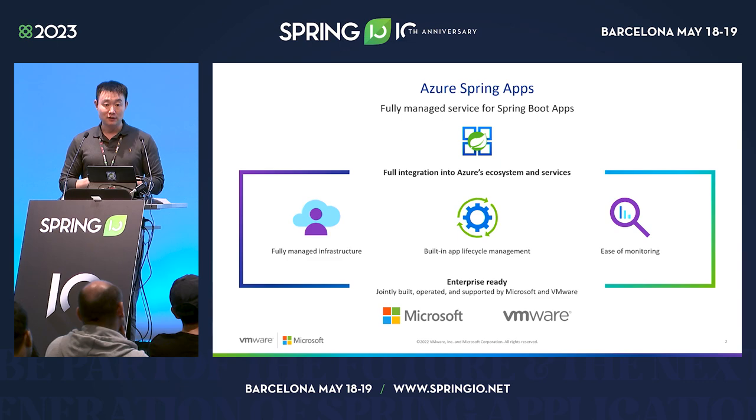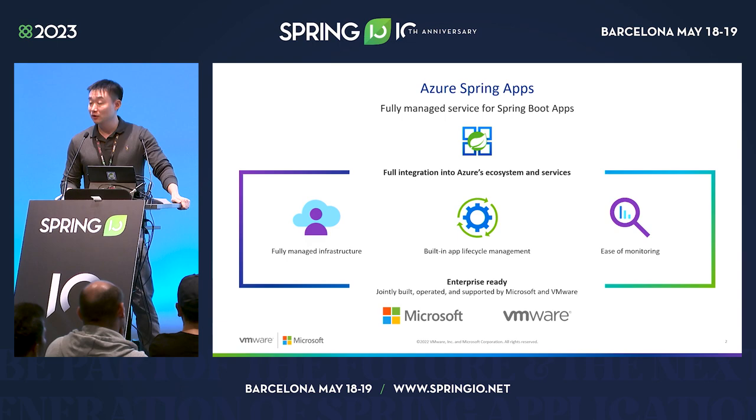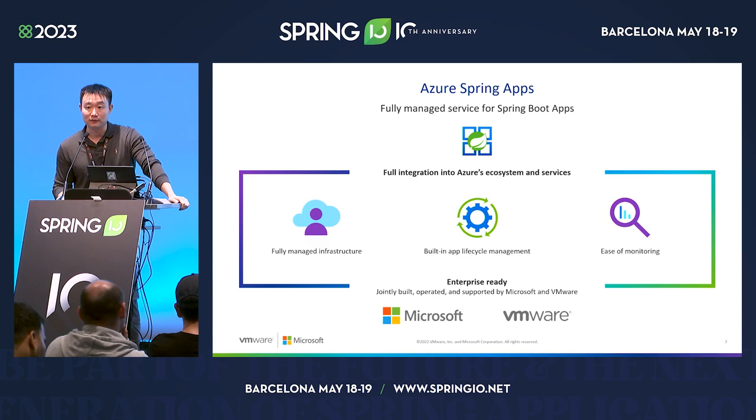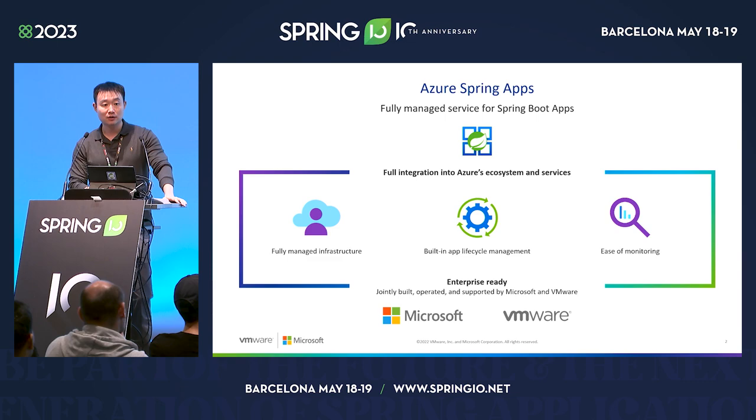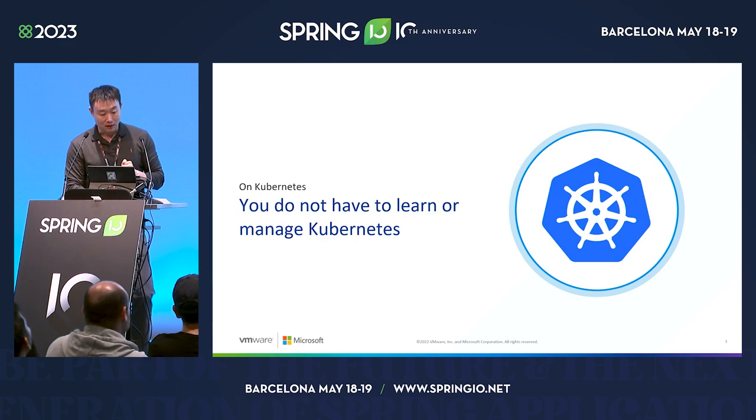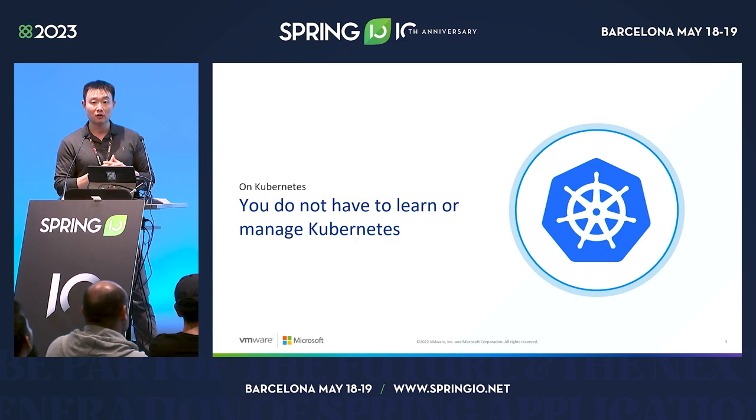Second part is what we call application lifecycle management. How do you deploy an app? How do you start, stop, and restart your app once it's deployed in the cloud? And lastly, monitoring. How do you troubleshoot your apps once they're deployed to the cloud? How do you see if the performance of your app is up to expectation? Those are some of the key considerations we have at the top of our minds when we design the product. Azure Spring Apps is built on top of Azure Kubernetes Service, but you as a developer do not need to learn or manage anything on Kubernetes.